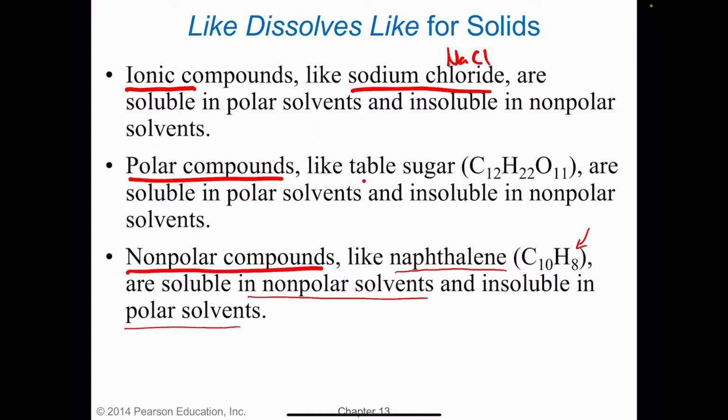Polar compounds, like table sugar, and notice that we've got oxygens in the formula, so it's probably polar. Just looking at the formula, it's probably polar. They will be soluble in polar solvents, and insoluble in nonpolar solvents like hexane. And then the ionic compounds, we just talked about how those work.